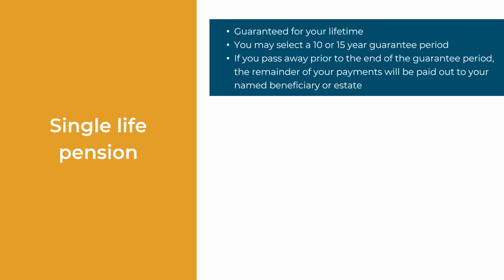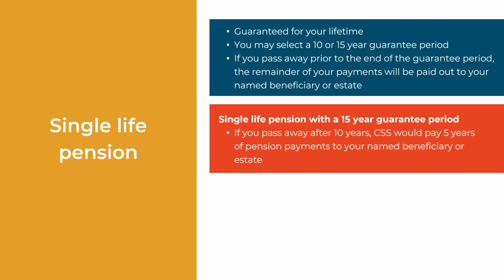A single life pension is guaranteed for your lifetime. You may select a 10 or 15-year guarantee period, which means that if you pass away prior to the end of the guarantee period, the remainder of those payments would be paid out to your named beneficiary or estate.